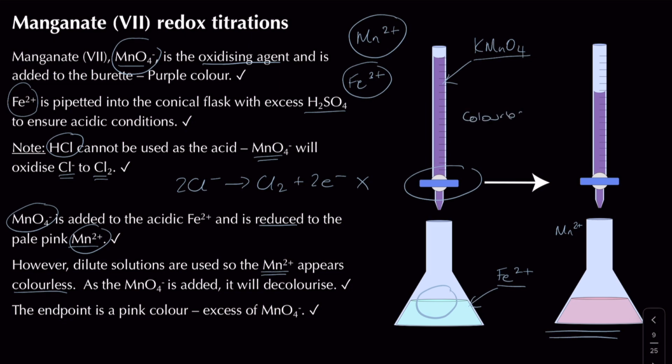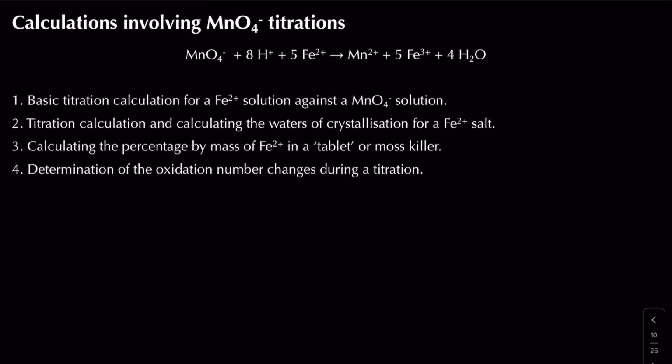So we've got colorless to pink itself. Yeah, so moving on, if we were to look at the types of calculations that we can get, basically it's just a normal back titration calculation where you can use it to actually find the concentration of, let's say, iron 2+ in an actual solution.